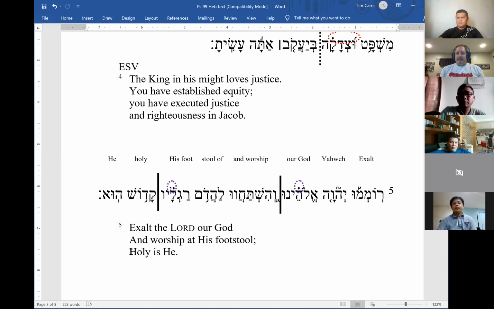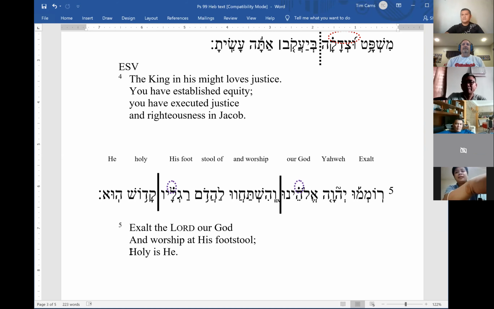All right, so that was all free bonus material, but I just wanted to show you why there was a difference in the number of lines, because in Hebrew poetry, it's important that we get the lines correct. If we're going to understand the parallelism, we have to know: what is the first line? What is the second line? Is there a third line or a fourth?